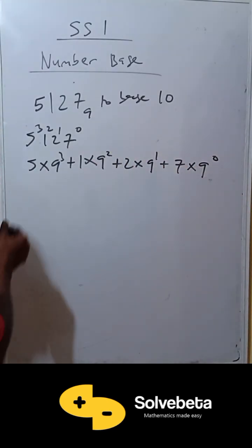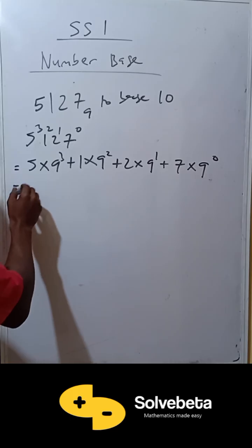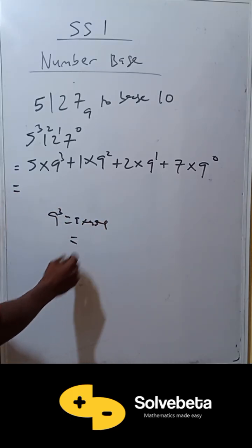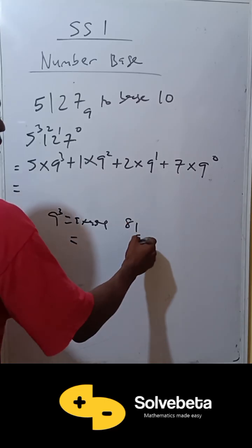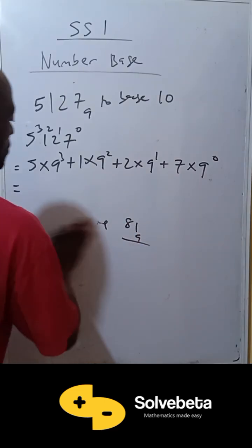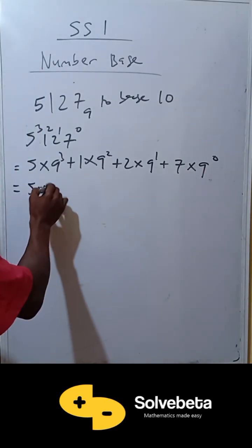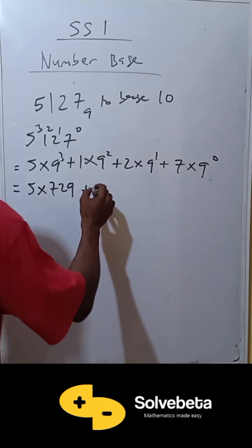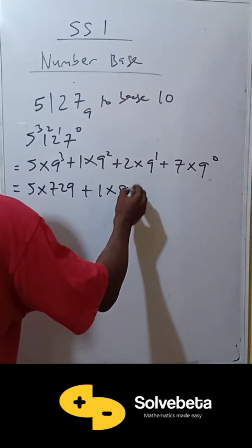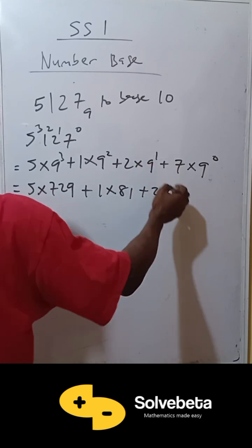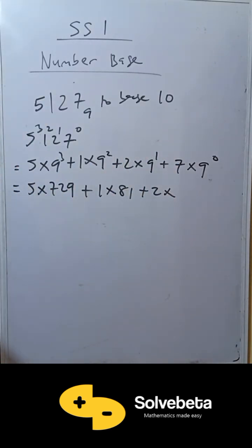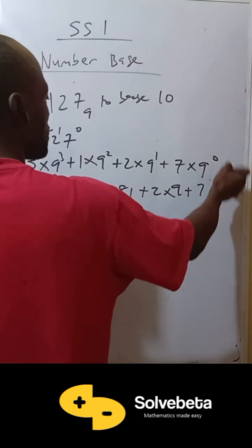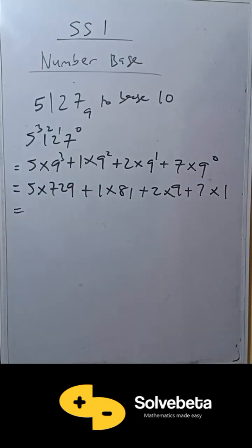9 raised to power 3 is 9 times 9 times 9. That's 9 times 9, 81. 81 times 9, that should be 729. 5 times 729, plus 1 times 9 times 9 is 81. 2 times 9 raised to power 1, 9 raised to power 1 is 9 itself. 7 times 9 raised to power 0 is 1. Oh, this is a big number.